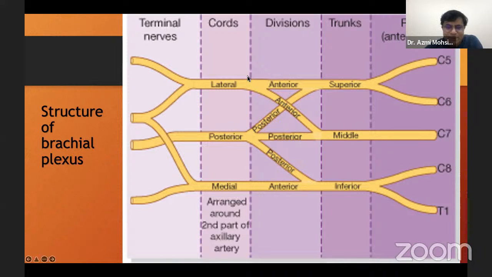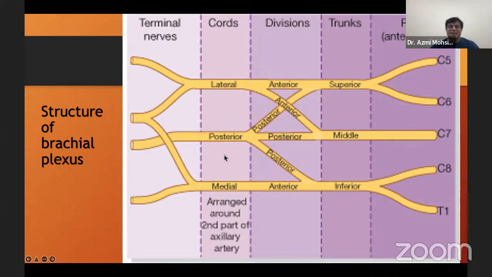Now in the axilla, it is important to understand how these cords are formed. Remember, the anterior divisions of the superior and middle trunks join together to form the lateral cord. The posterior cord is formed by the union of the posterior divisions of all of the superior, middle, and inferior trunks. And the continuation of the anterior division of the inferior trunk is called the medial cord.